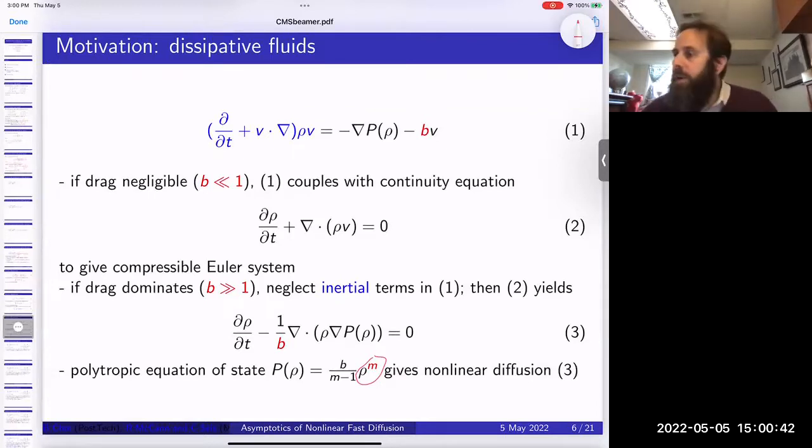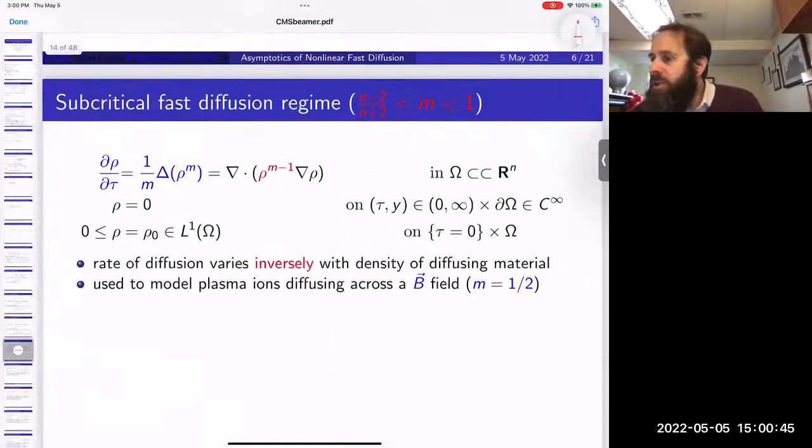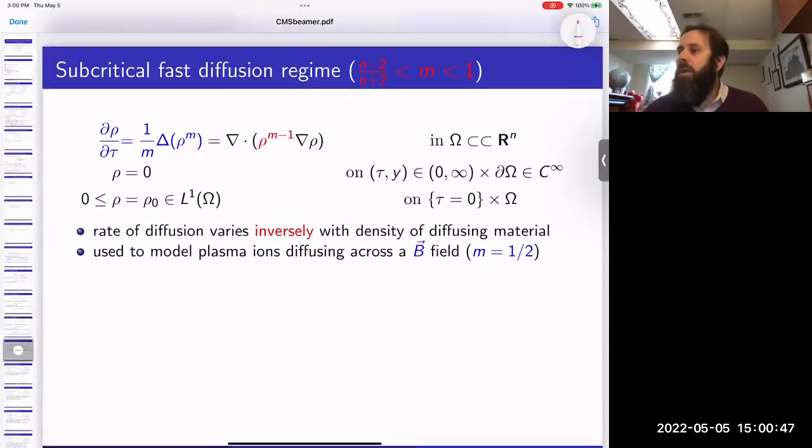Right. And so now moving on to the fast diffusion equation, of course, this diffusivity is blowing up at low densities. It's large at low densities, it's small at high densities. And so if you have compactly supported initial data, stuff near the boundary of the support, where the density is very low, immediately diffuses to the boundary of the domain. And this model was used by Berryman and Holland about 40 years ago to model plasma ions diffusing across a magnetic field with some particular value of the nonlinearity.